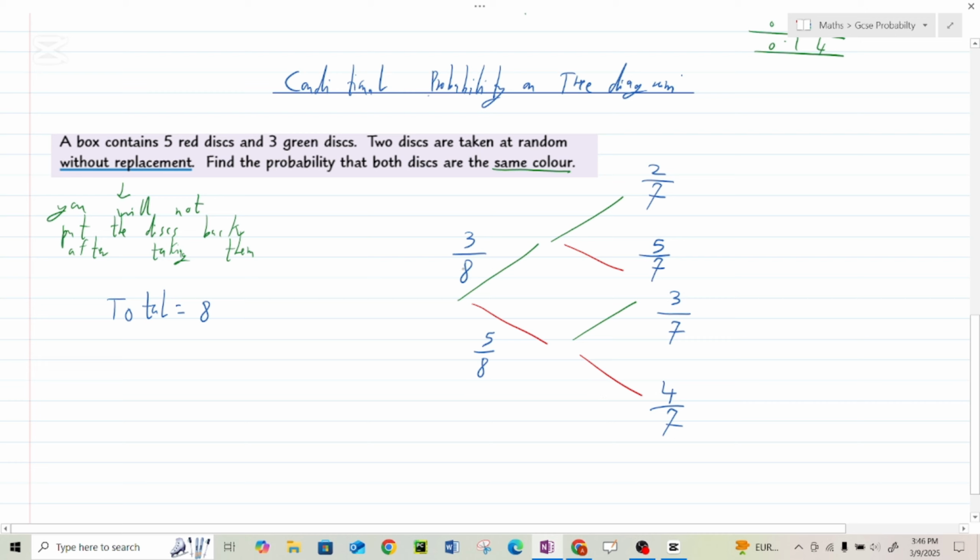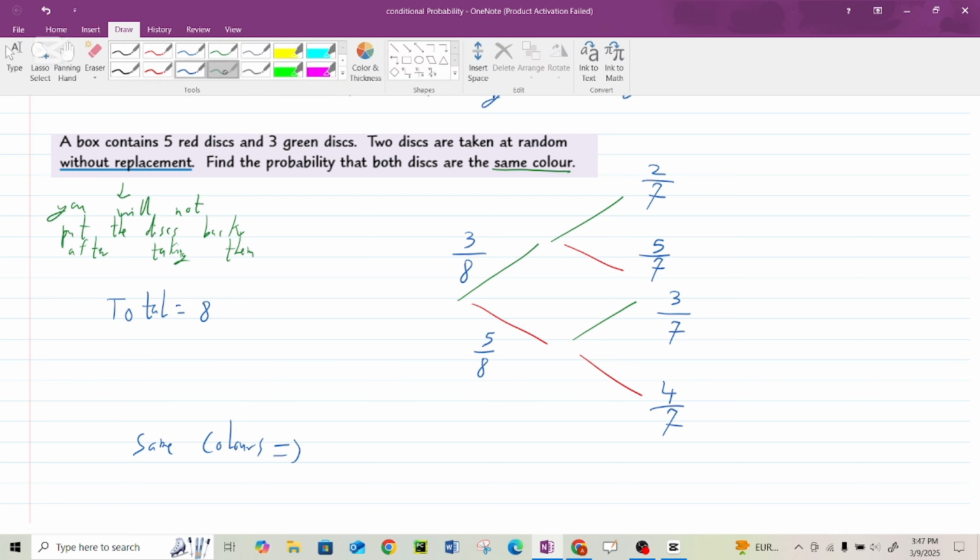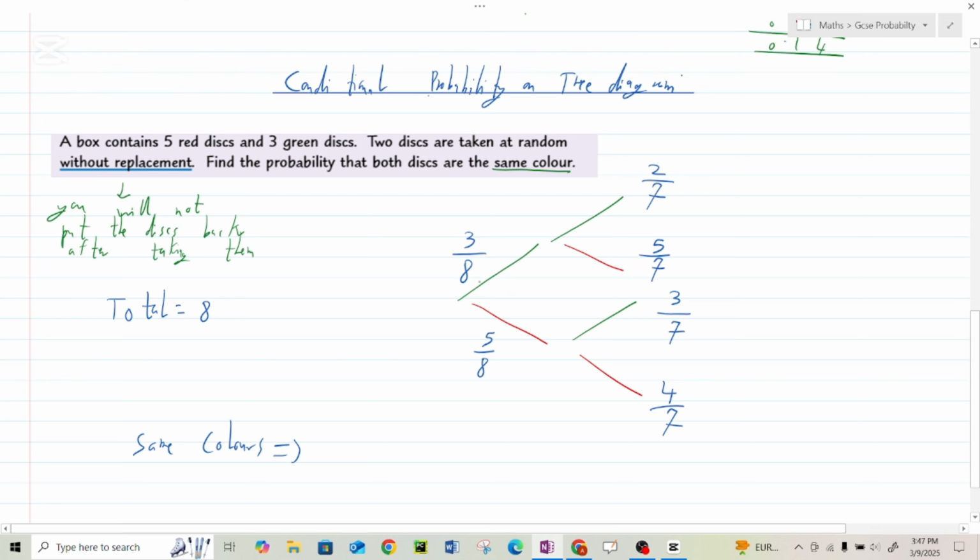Now, we want to find out for the same colors, okay? So we have the same colors. First we have this, the green and green. Okay, we're going to go from this route. So that's going to be 3 divided by 8 multiplied, because it's the same branch, by 2 over 7. So it's going to have 6 divided by 8 times 7, which is 56. Okay, so we have 6 over 56. Now this is just one.